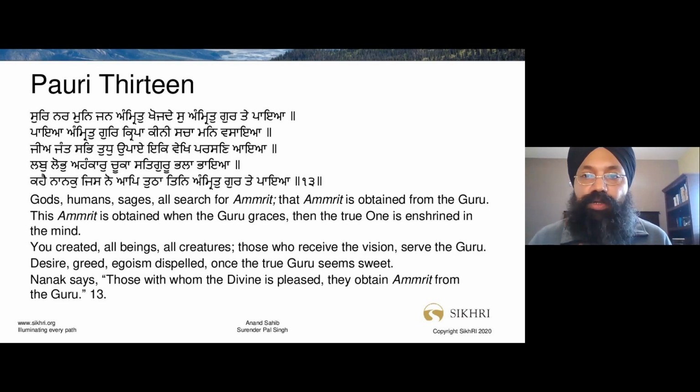Love, lobh, ankar, chuka, satiguru, pala paya. Love and lobh are synonyms, which means greed, and chuka means dispelled, lost. Ankar is ego. So desire, greed, and ego were dispelled when Satiguru palapaya, once the true Guru, the eternal Guru, started seeming sweet or pleasing.